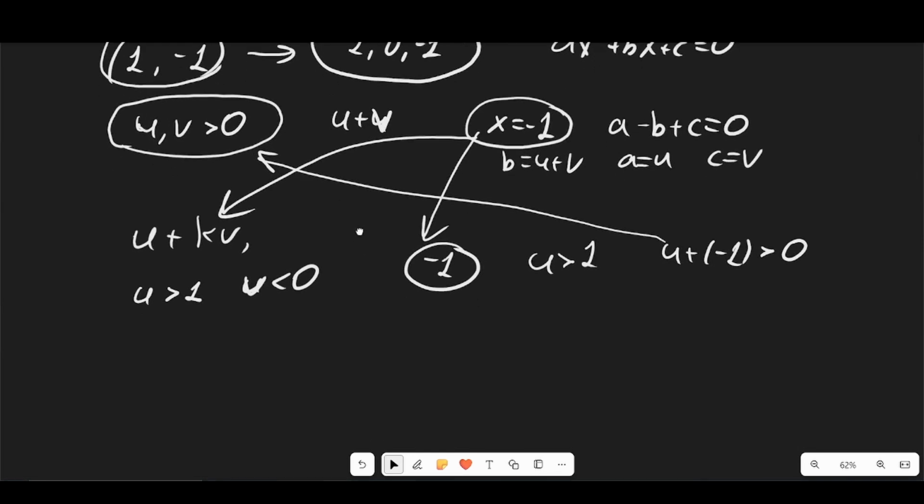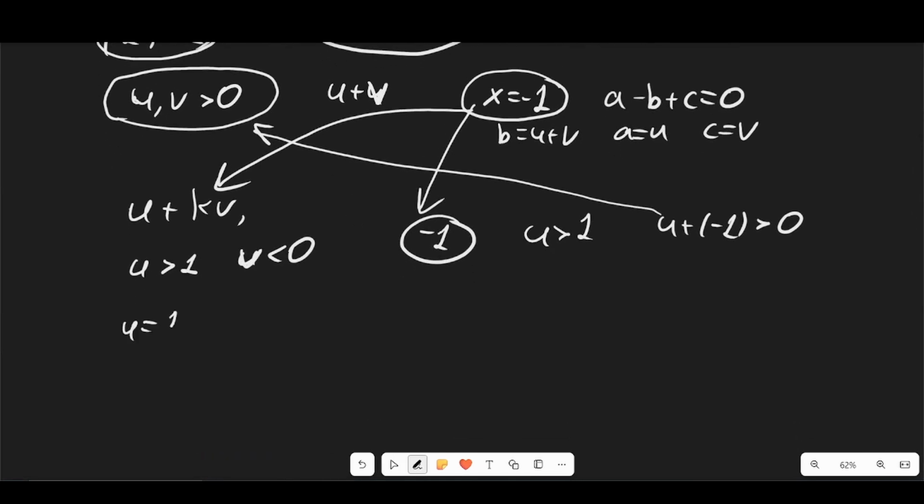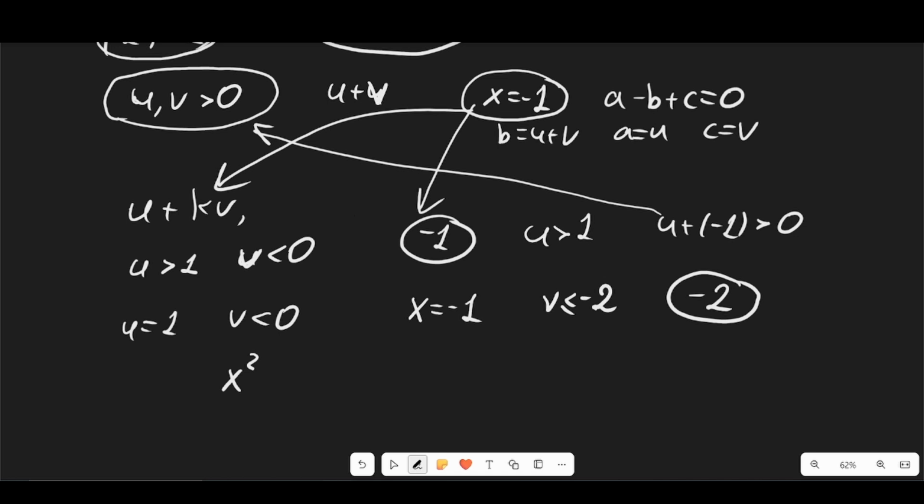And now consider the case when u equals 1 and v is a negative number. If we use the same operation, we can take x equals negative 1. And also, because v is less than or equal to negative 2, we can take every negative number. Like if we just add 1, we can generate the number negative 2 on the board. And if we write x squared minus ax minus 2, this equation has one root, x equals 2.